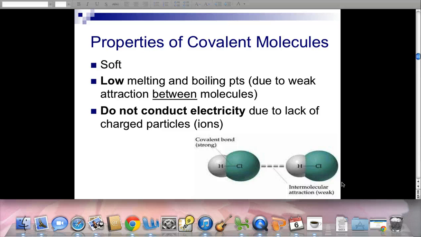So properties of covalent molecules, well, they're soft. They have low melting and boiling points, and this is due to the weak attraction between the molecules. They do not conduct electricity due to their lack of charged particles.